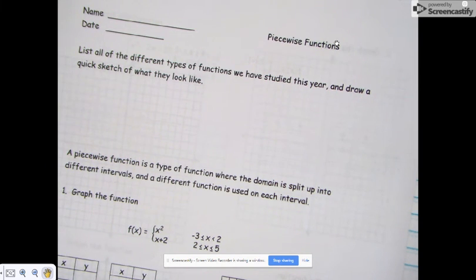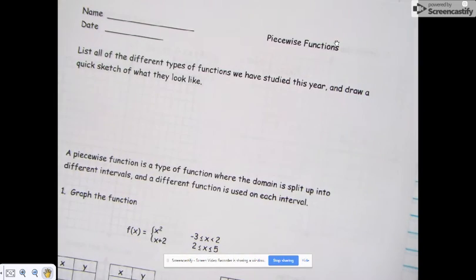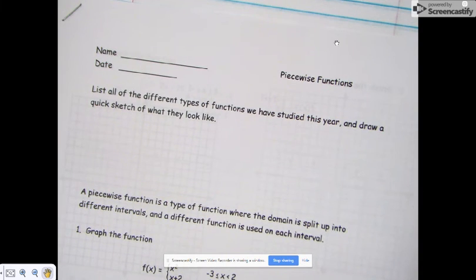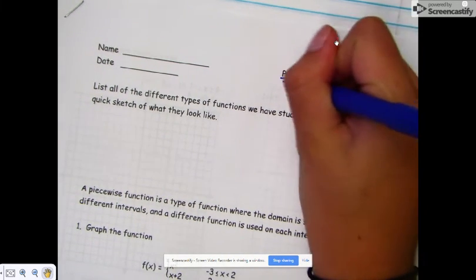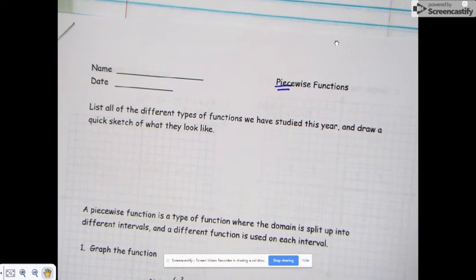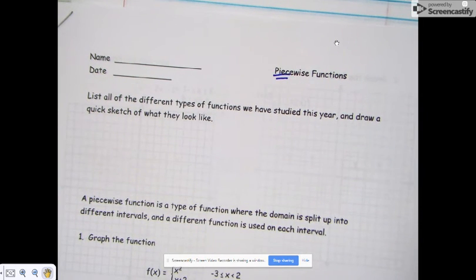Okay, so today we're going to talk about piecewise functions, and these are functions that are actually broken up into pieces. So we're going to look at all the functions we've looked at, and we're going to kind of puzzle them together. So what that means is on the same graph, you're going to have different parts of different functions. So before we get into that, let's look at all the different types of functions we've studied this year.